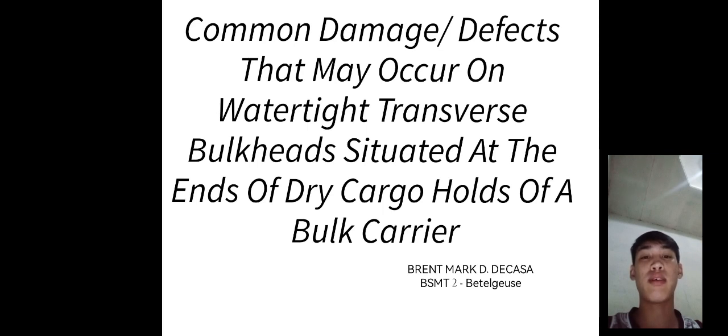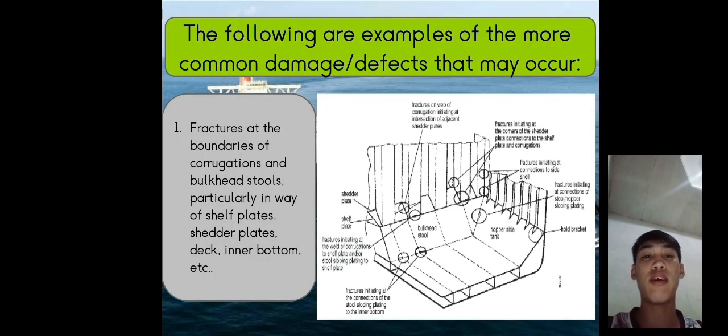Common damage or defects that may occur on watertight transverse bulkheads situated at the ends of dry cargo holds of a bulk carrier. The following are examples of the more common damage defects that may occur. First is the fractures at the boundaries of corrugation and bulkhead stools, particularly in way of shell plates, shedder plates, deck, inner bottom, etc.